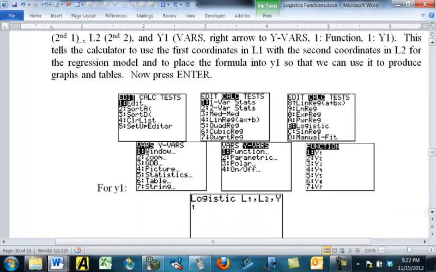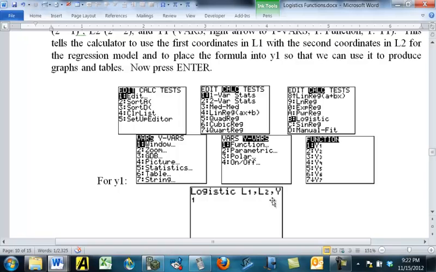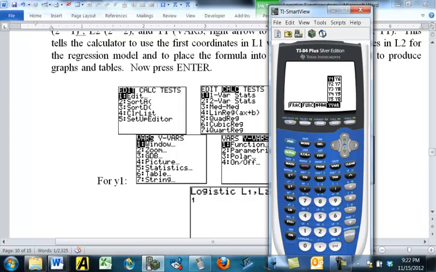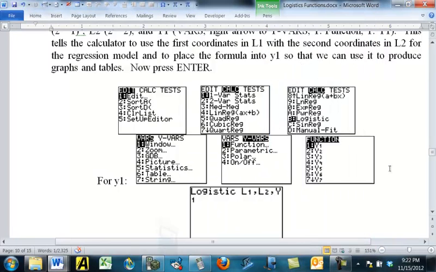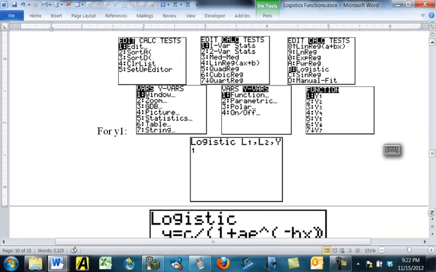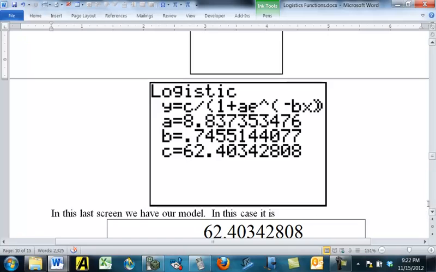And so you do logistics L1, comma L2, comma Y1. Notice the comma is right here, one button above the 7, and L1 and L2 are second 1 and second 2. You'll put this in, and this will give you a screen that looks like this. Notice it returns something of the form where it actually switches A and C from the way I put it, and instead of K, it uses B. But it's the same thing. So the C is what I'm calling A, that's the asymptote. The A is what I call C, and the B is what I call K. Okay, so you've got that there.